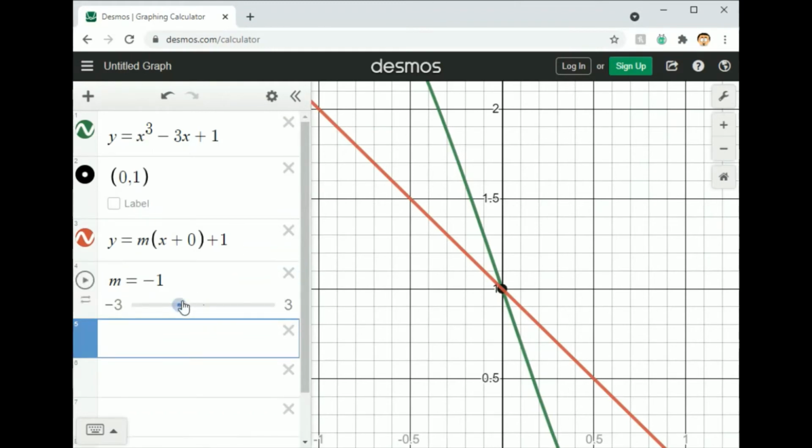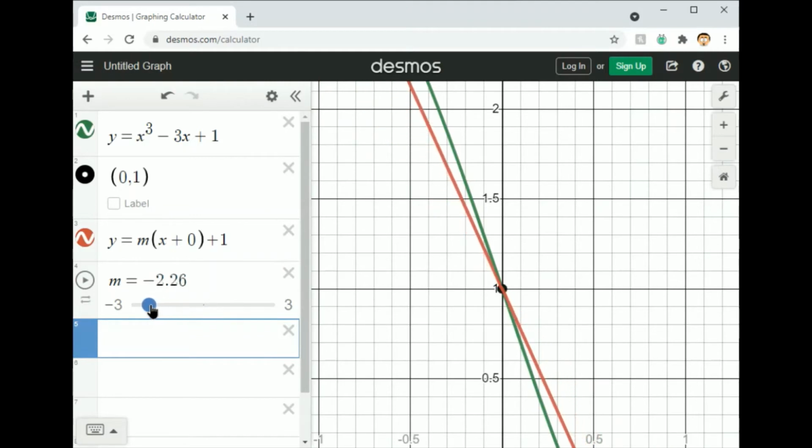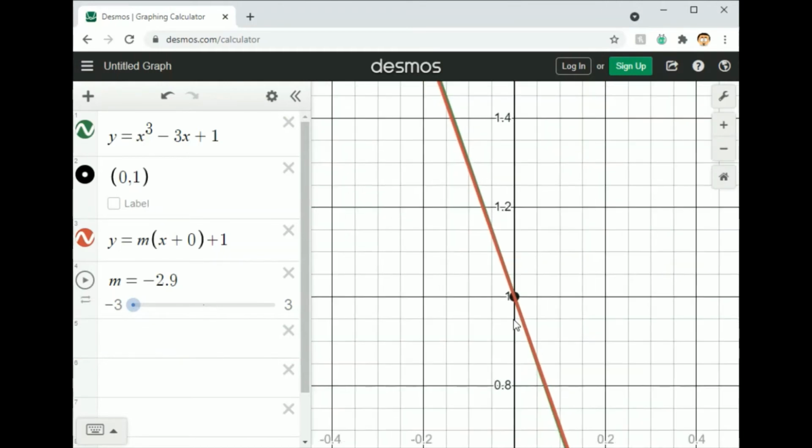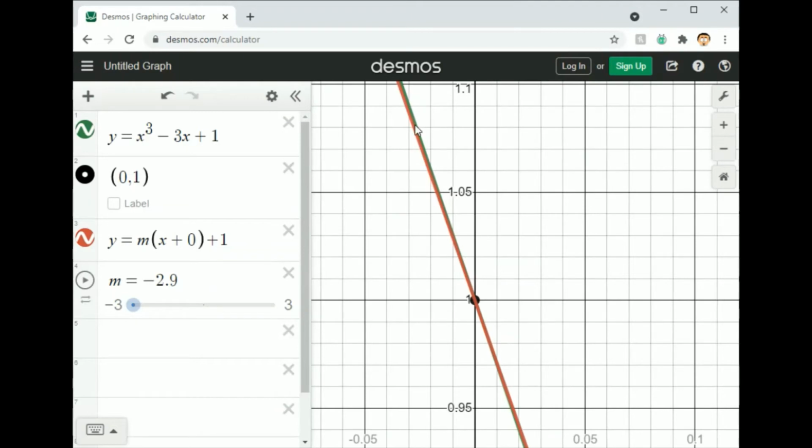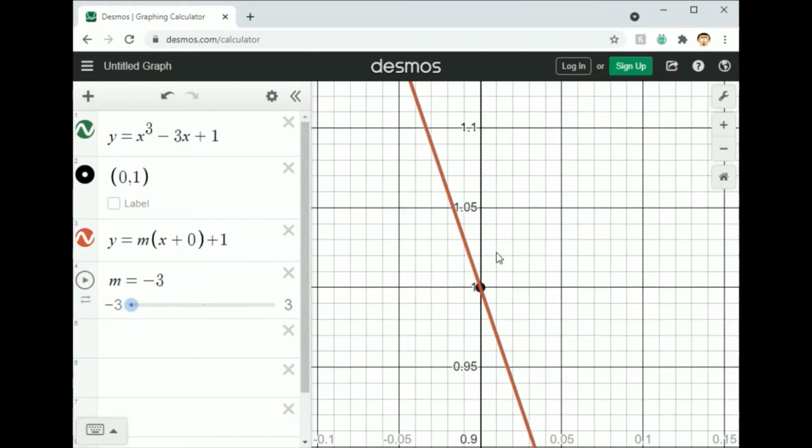That's okay. It looks like I'm going to get a match around there, give or take. It looks like I'm very close to m equals negative 2.9. Zoom in a little bit. Okay, I can still see the difference up at the top here between the red and the green. So I have a feeling if I go right to m equals negative 3, they seem to cover up completely. So I'm going to say with some certainty that the slope at x equals 0 is negative 3.